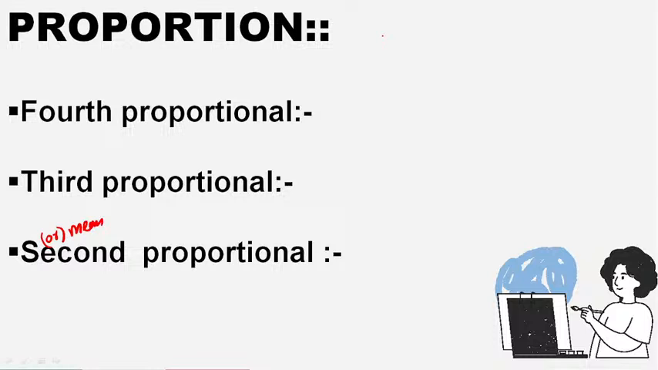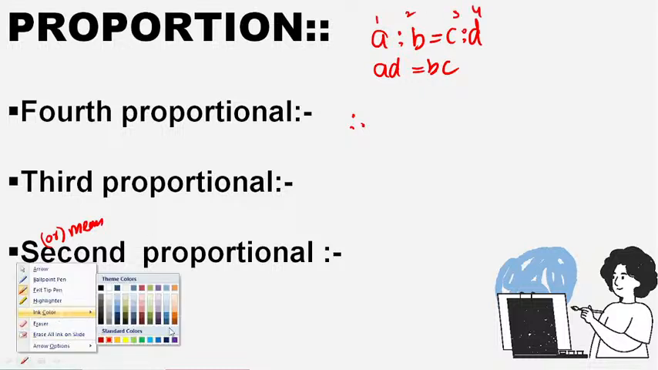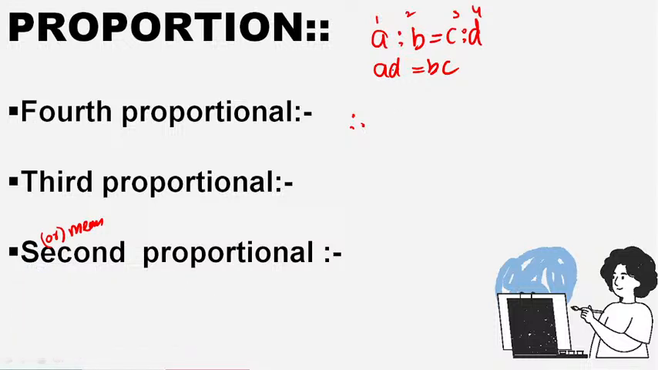Right. Fourth proportion. A is to B is equal to C is to D. What is the proportion formation? AD is equal to BC. So fourth proportion means find out the D value. 1, 2, 3, 4. Fourth proportion means find out the D value, guys. So AD is equal to BC, then D is equal to BC by A. So this is the fourth proportion formula. Just remember only the formula, guys. So D is equal to BC by A.